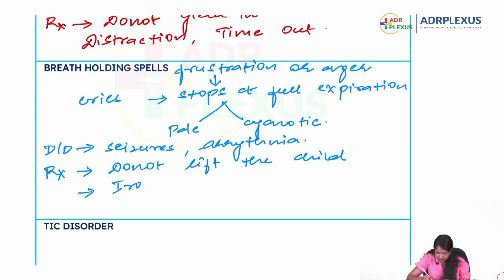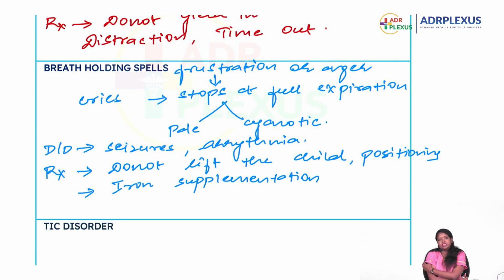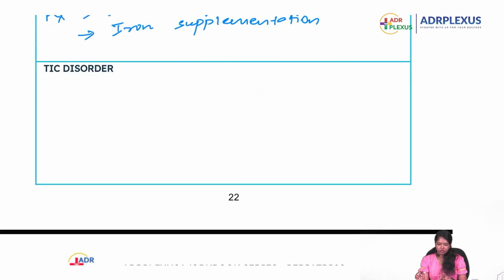Iron supplementation, positioning to prevent aspiration. That is enough. Okay, you position the child, take the child to hospital. Sometimes they say iron supplementation helps in breath holding spell. That is breath holding spell. What is the next thing?